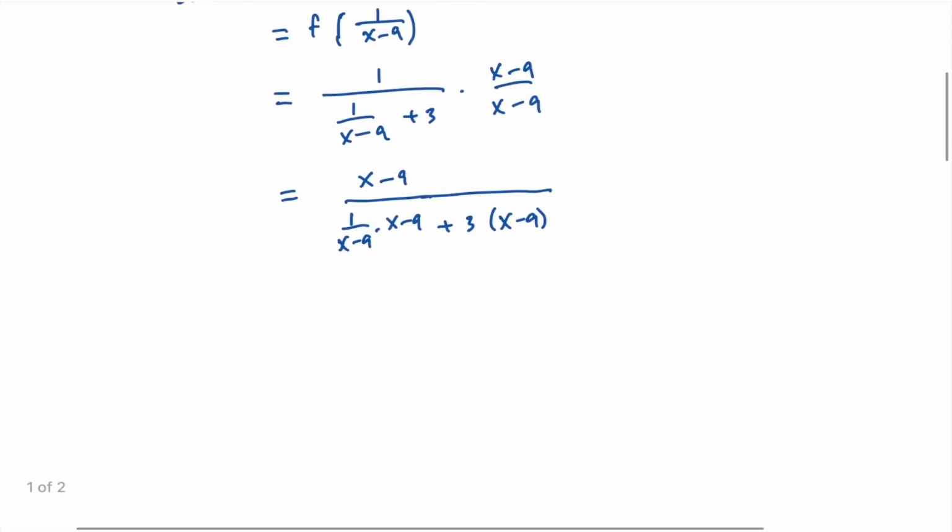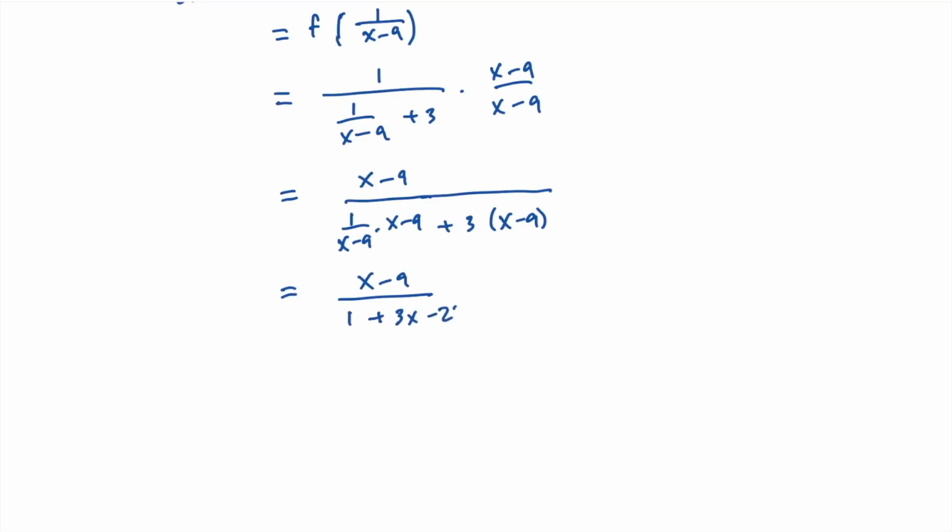Okay, so we have x minus 9 over 1 plus, and distributing through with a 3, we have 3x minus 27. So we are getting x minus 9 over 3x minus 26. Okay, so that is f composed with g at x. And now we need to find the domain of that.